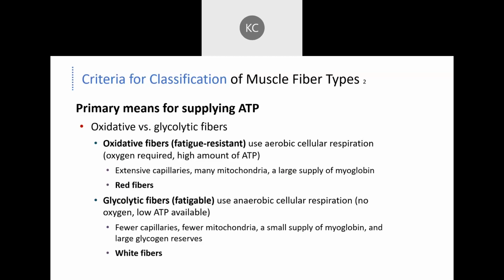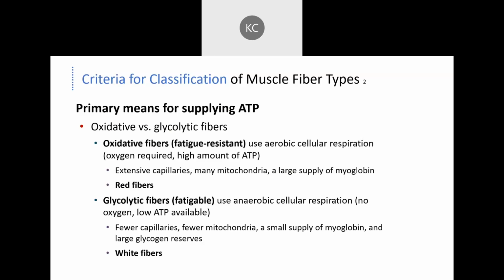If they are oxidative fibers, they do it via aerobic respiration. Oxidative in this case is referring to the presence of oxygen, right? So we require oxygen and we're doing it via aerobic respiration. Aerobic meaning in the presence of oxygen, all right? Because you have oxygen present, you're able to produce large quantities of ATP. You have lots of ATP, as we said in the previous lecture, chapter 9.